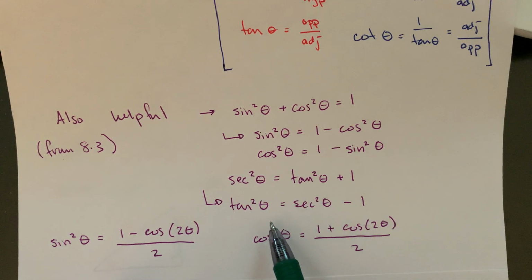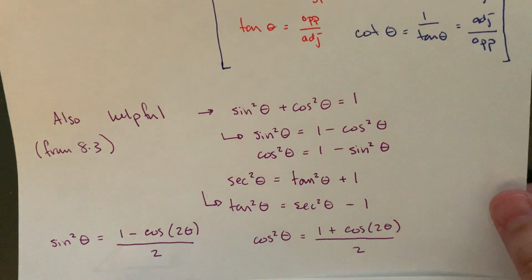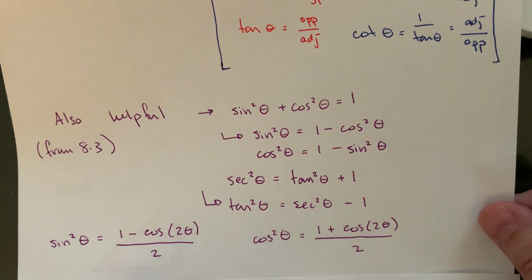And then if you take that and solve it for tangent instead, just subtract the 1. Tangent squared would be equal to secant squared minus 1. Right? So that's all stuff that we were using in 8.3.